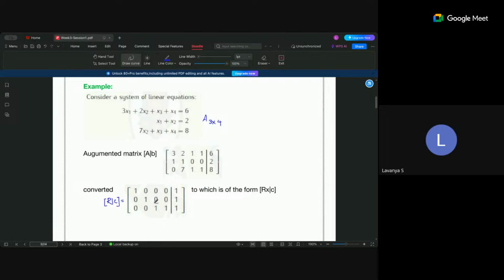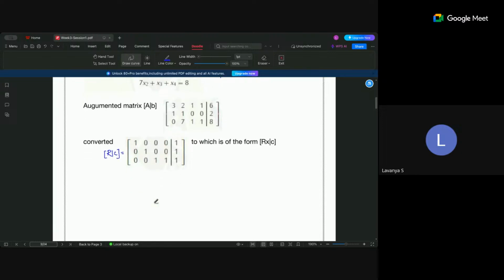Now from this, can you tell me the equations for Rx = C? x1 = 1, x2 = 1, and x3 + x4 = 1. Okay. So what are the dependent and independent variables here? x1, x2 and x3 are dependent, and x4 is independent.